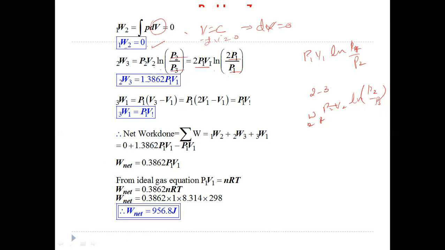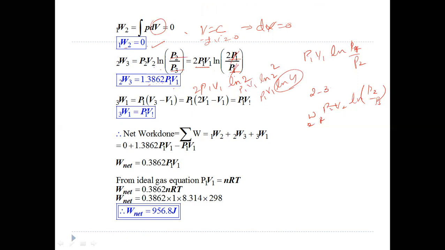So here P1 gets cancelled. So ln of 2 into this 2, P1 V1 into ln of 2. This is the value that remained after cancelling these terms. So it becomes P1 V1 into ln of 2 square, so P1 V1 into ln of 4. ln of 4 we got as 1.3862 into P1 V1. So this is the value of work done for the 2 to 3 process.